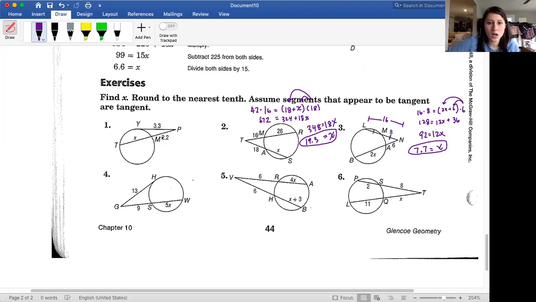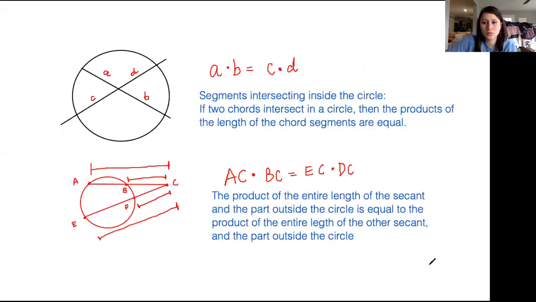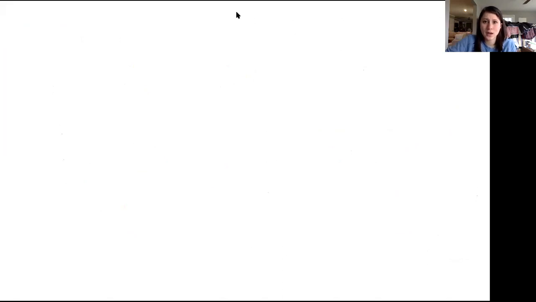Okay, let's talk about our next part where we have a tangent and a secant intersecting. So we're going to add that to our notes. I'm going to clear this off so we have more room. And I'm going to draw a picture here, and I would definitely recommend maybe you draw a picture as well. So let's label these parts A, B, C, D.